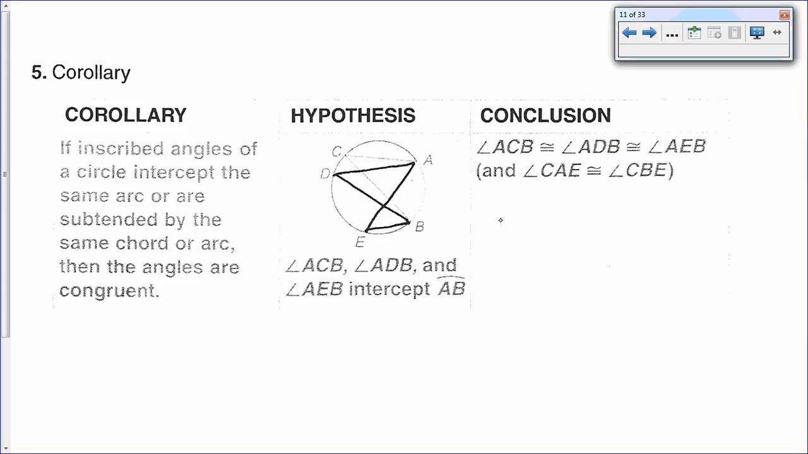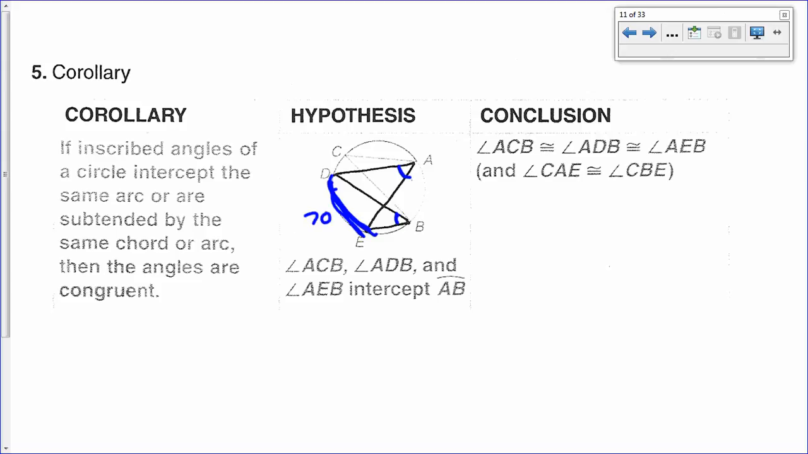Here's a corollary that goes along. We're not going to really use this today. We're going to use it in proofs. But if two inscribed angles intercept the same arc, then they are congruent. So take a look at the picture here. You got this angle intercepting DE, and you got angle B intercepting DE. So if angle A and angle B both intercept DE, they obviously have the same measure.